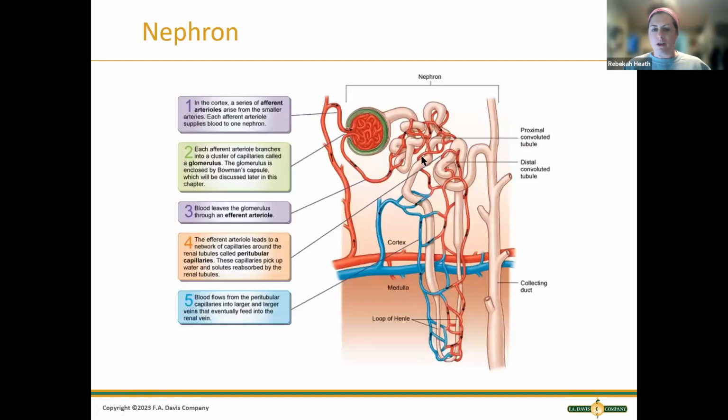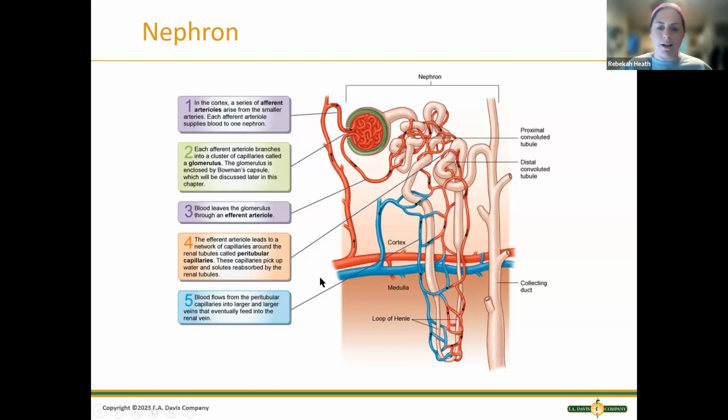What I do want you to think about is the nephron. The nephron is the functional unit of the kidney. Each kidney has about 1 million of these. So right now, if you have 2 kidneys, you probably have about 2 million nephrons in your body. And we use those because that's how the body does all these amazing things through the kidney.